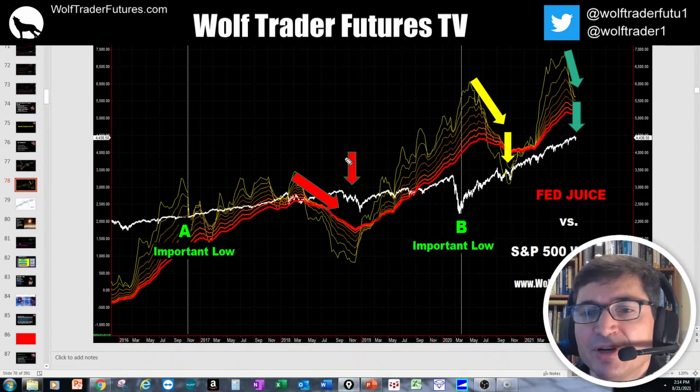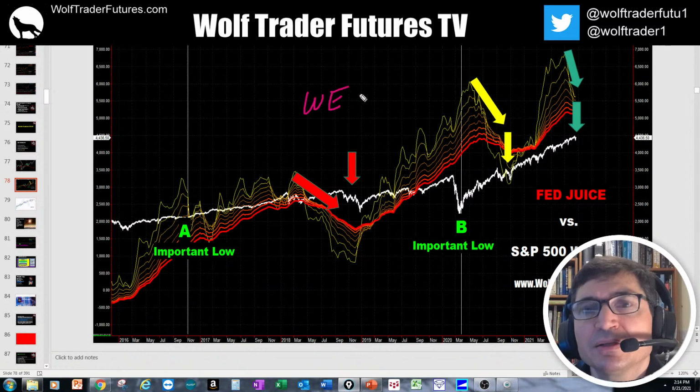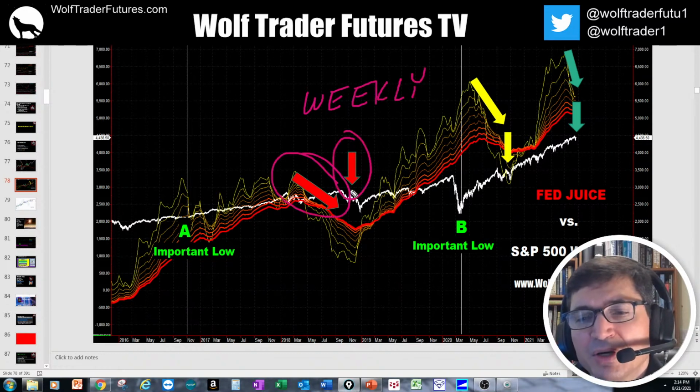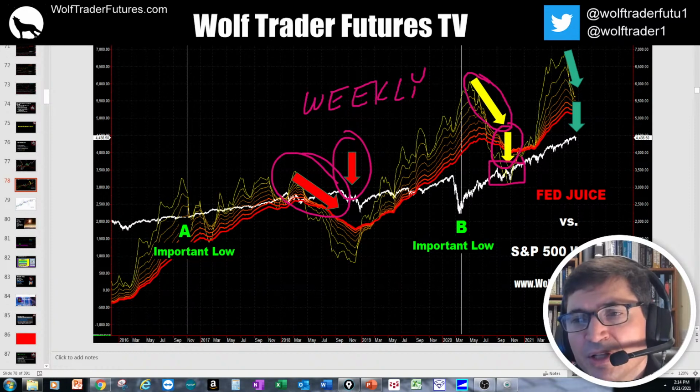This is a weekly time frame too. So this is weekly. And you can see when the Fed pulls back, the market drops. The Fed pulls back here. And right before the election, May to November, the market has issues. So the Fed has been really pulling back right now. And I've been talking about this, that this is not a little pullback.